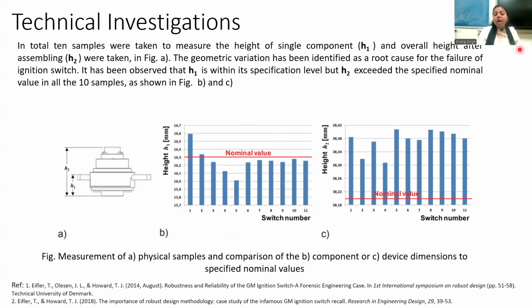But when the overall height after assembling, H2, was measured, where the nominal value was here, all the samples were exceeding the specified nominal value in all the 10 samples, right? So that has been caught as the major root cause, which is the geometric variations. And this has been identified as due to the size of the spring.